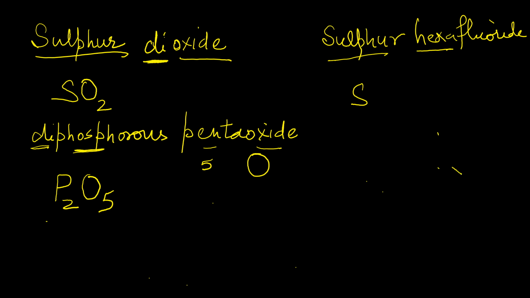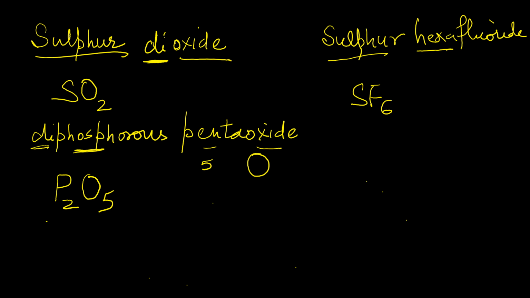Sometimes students also confuse here, with hexa coming with sulfur. No, hexafluoride means fluoride is hexa, the 6 of the fluorine. So we will write SF6. If it was tetrafluoride, we would have written SF4, because tetra means four. So this is how we write down the formulas if the names are given.